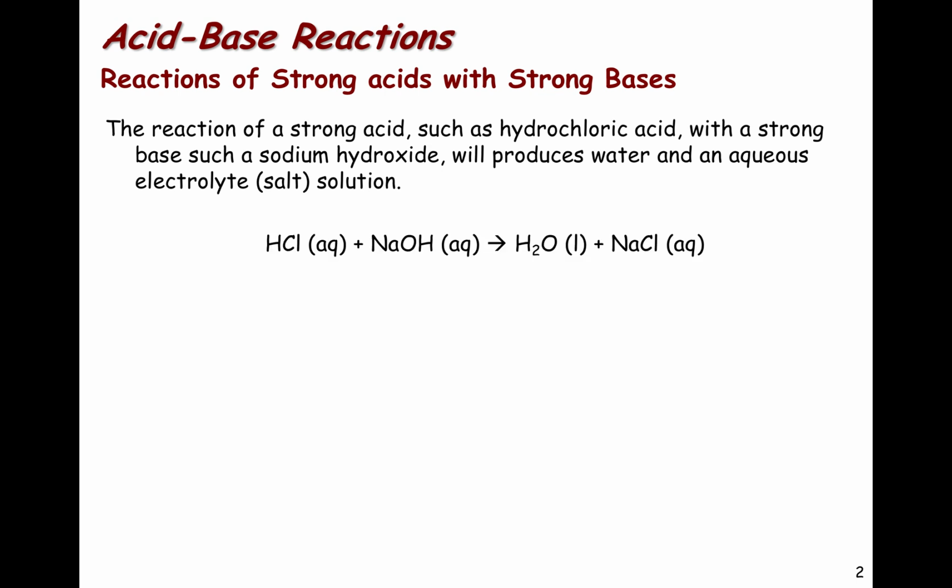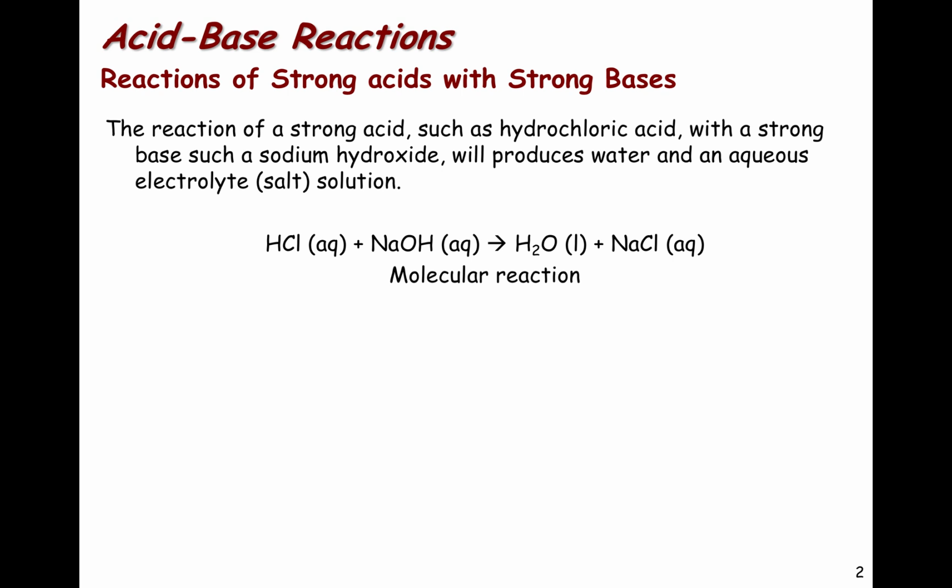The balanced reaction that you see here is written as a single-headed arrow because essentially the reaction goes to completion and produces a salty aqueous solution. The stoichiometry between the acid and base is 1:1, and likewise it produces one equivalent of water as a result.